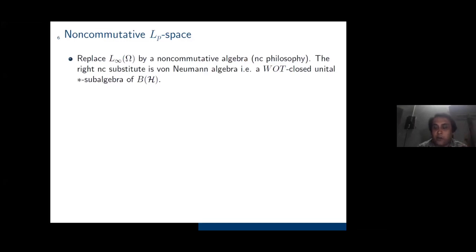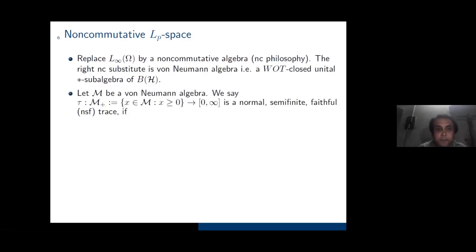You can think of a von Neumann algebra as a non-commutative measure space where you have a lot of similar properties of L infinity of omega, like it's a star algebra, and there are some other things, but it's not commutative anymore. Now I want to define the notion of trace on a von Neumann algebra. Suppose we have a von Neumann algebra. Obviously it is contained in B of H. You can define something called the positive part of the von Neumann algebra, and it follows from some basic theorems on von Neumann algebras, basically the double commutant theorem, that M plus, all positive elements in the von Neumann algebra, is actually contained in the von Neumann algebra.